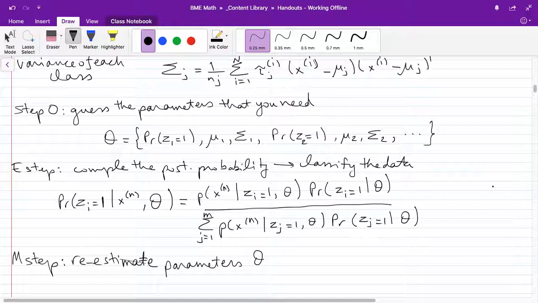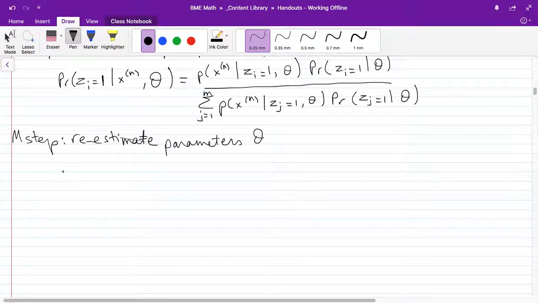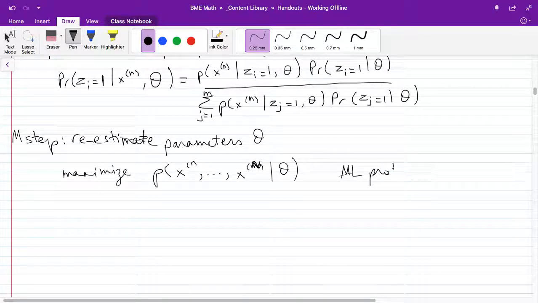So what we are maximizing in the M step is the probability of our data given the parameter, which is the maximum likelihood problem.